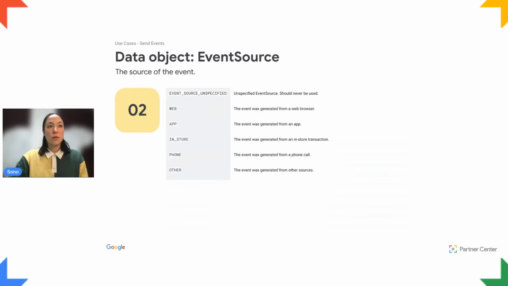I mentioned before the event source, where we need to have the web value set for enhanced conversions, online conversion data for Google Ads and Google Analytics. But for example, we have other options here for app, in-store, phone and other. So this is optional for offline conversions and enhanced conversions for leads. But for the other use cases, for importing event data, you would need to set it to that.